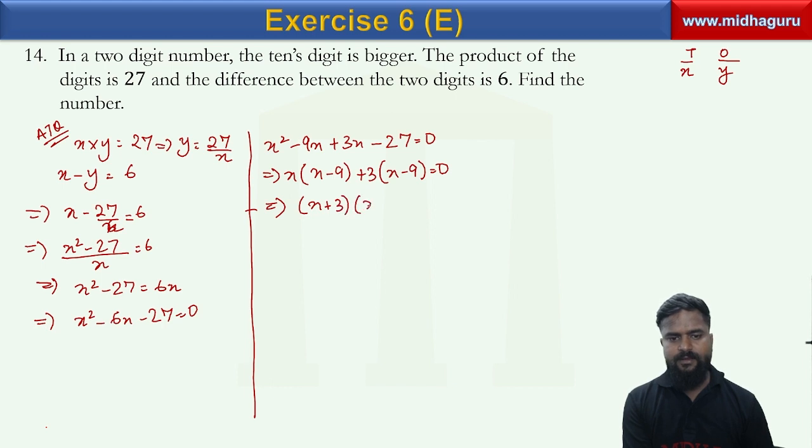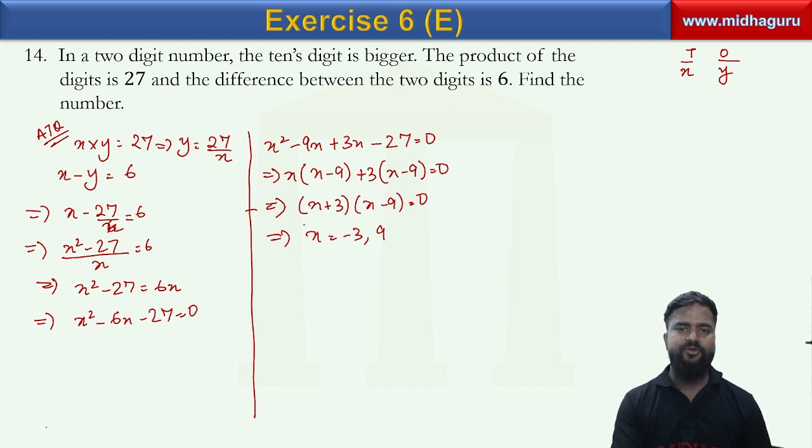So x plus 3 into x minus 9 is equal to 0. So we have x as either minus 3 or 9. Since it says it's a 2-digit number, and conventionally we don't take counting numbers to be negative, we'll take the value 9.